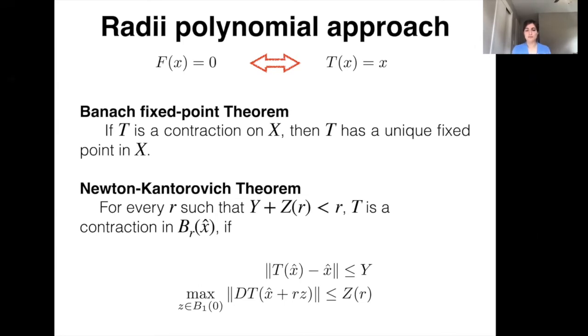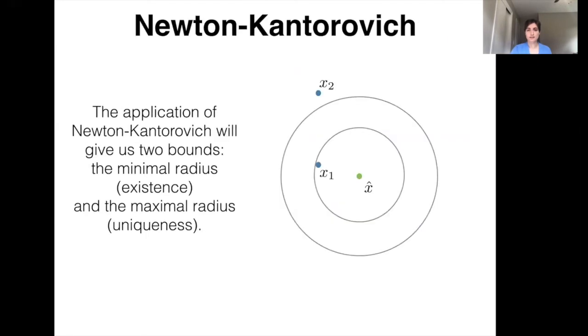So that Y plus Zr is smaller than r, where Y is the defect at the numerical solution that we have found, and Z is a bound on the derivative in the ball that we're looking at. With the idea that the minimal r gives you the closest place you can find an exact solution to your problem, and you have a maximal radius of uniqueness of that solution.